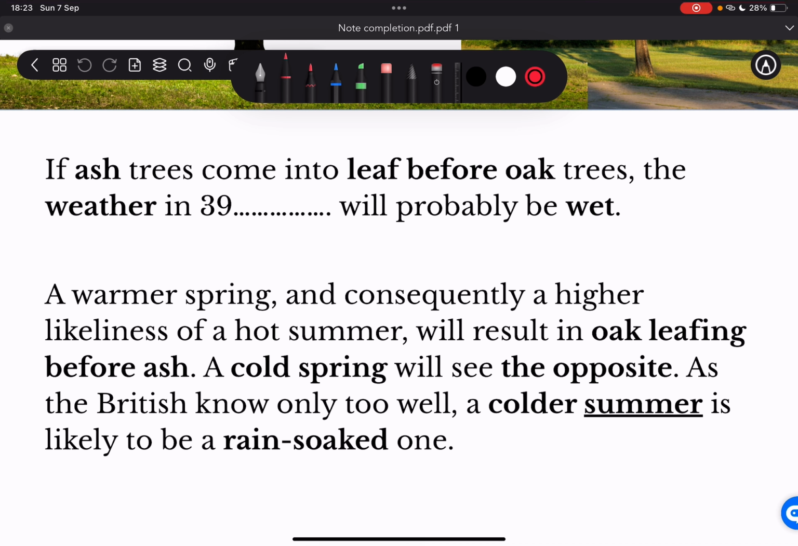Okay, good. But what we need to know is which weather, like weather in which part of the season or in which season will probably be wet. So it says, as the British know only too well, a colder summer is likely to be a rain-soaked one. So the word wet is responsive to rain-soaked. So the answer is summer.